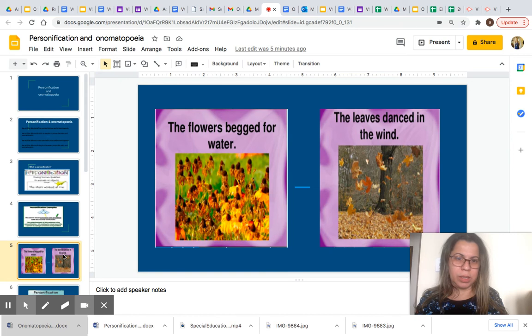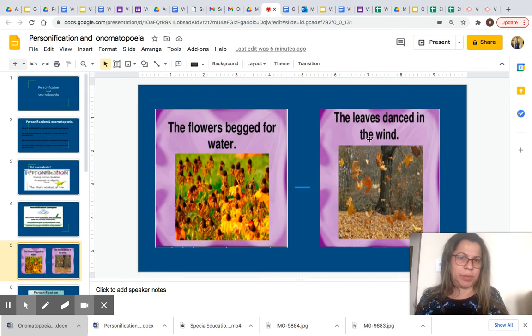Let us look at a few examples of personification. In this example, the flowers begged for water. This is an example of personification because the writer is giving a human quality to the flowers. He's saying that the flowers begged for water. What the author is trying to say is that the flowers are dry.